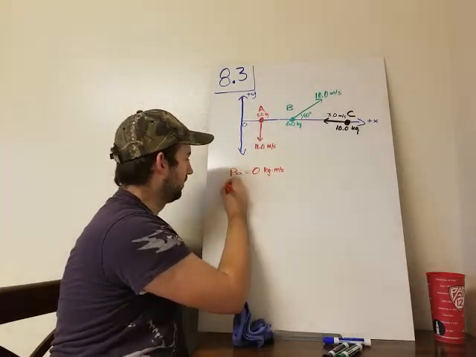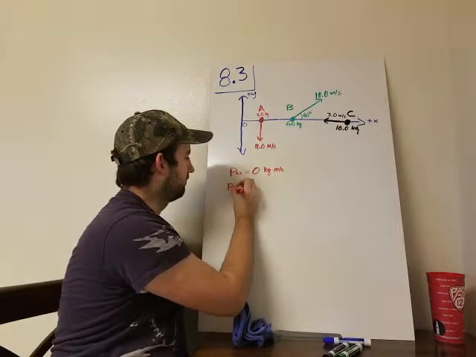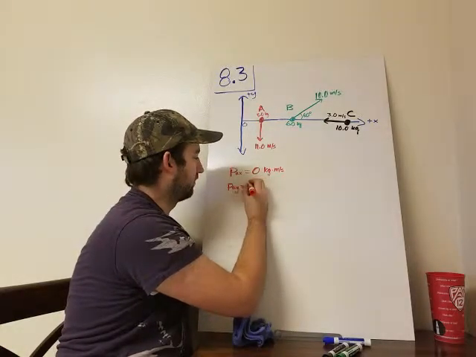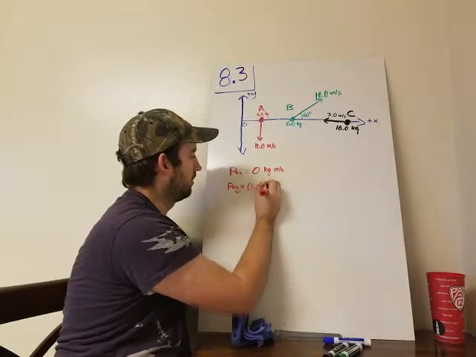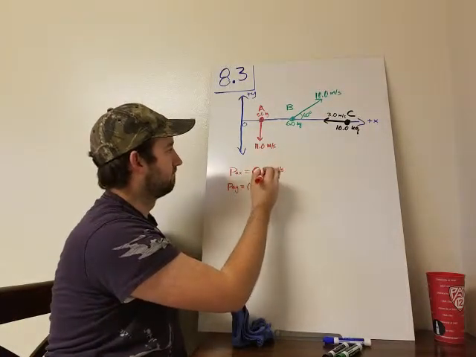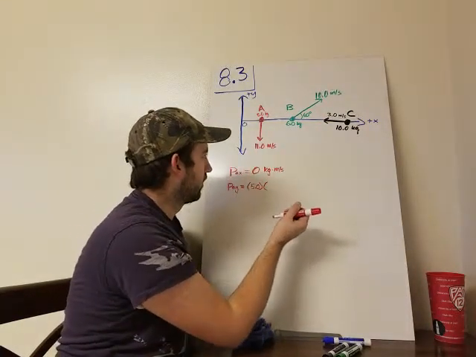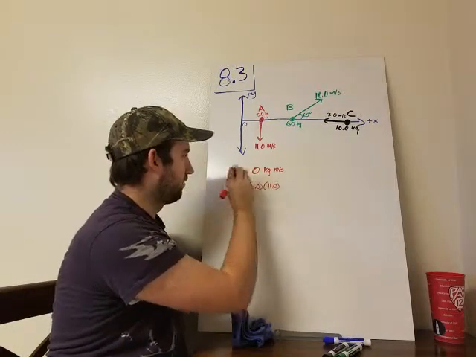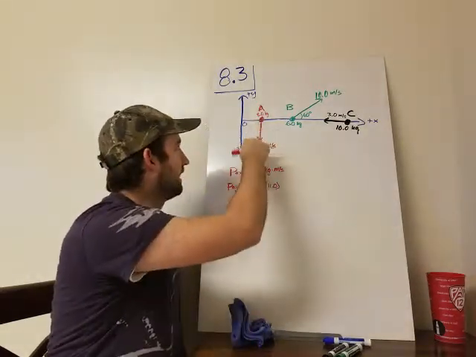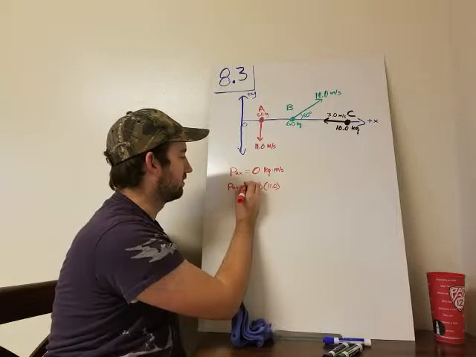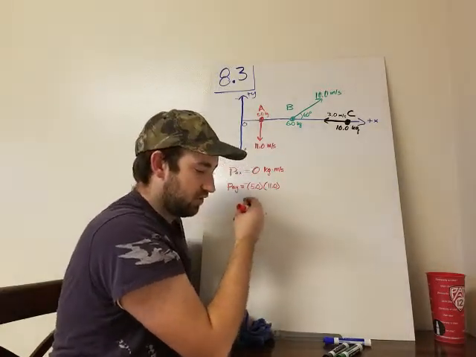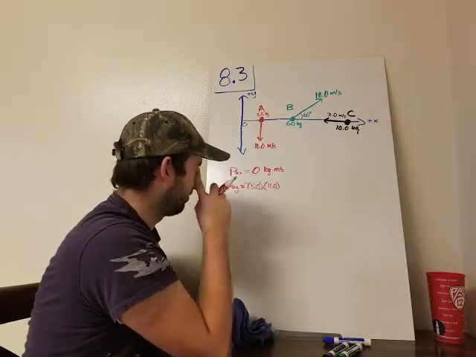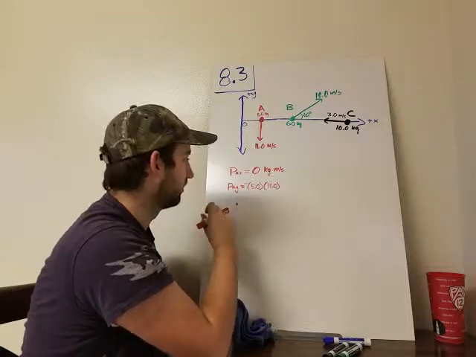Now we'll do y. So P AY equals, and we know that m is going to be 5 kilograms, times 11, since that's the velocity. Now, one thing that we need to keep in mind is that since it's in the negative y, we need to make sure that it's negative. So when we put all this into our calculator, or I guess we don't even really need a calculator, it just ends up being negative 55.